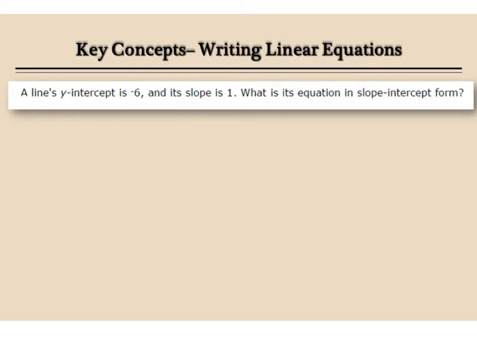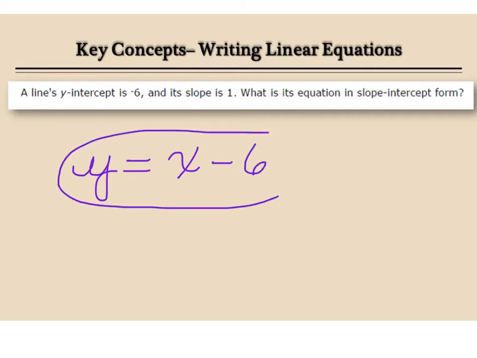So we just write that as y equals m, the slope, which is 1, but 1 times x is just x. You could write 1x, but it's not really necessary. And our y-intercept is -6. So that is the answer: y equals x minus 6.